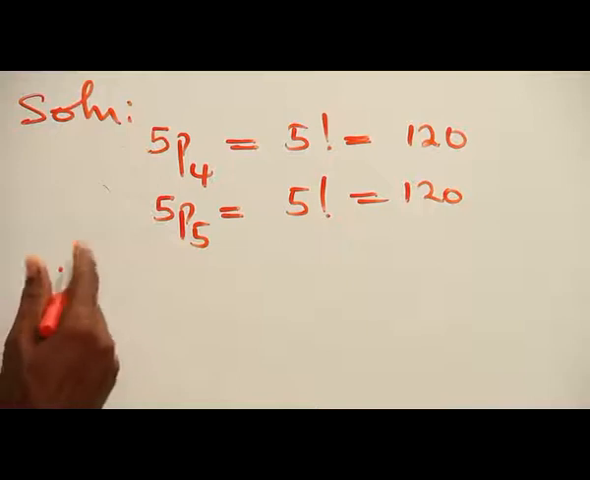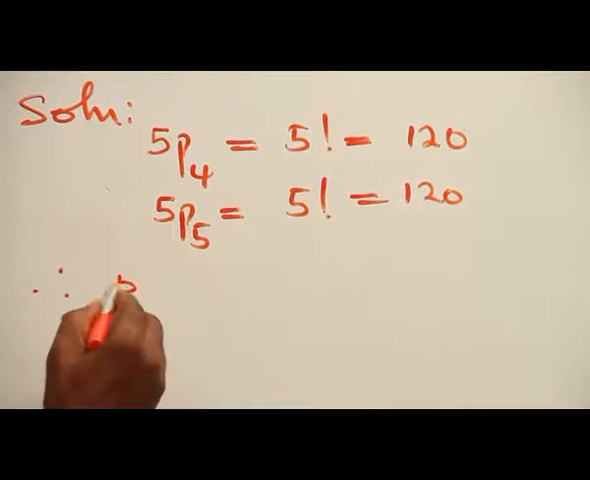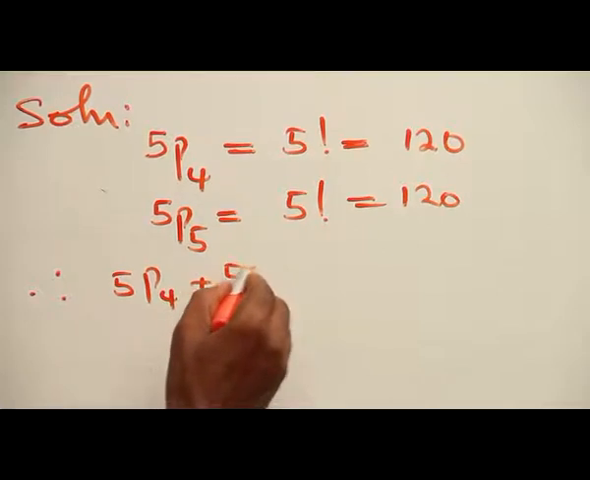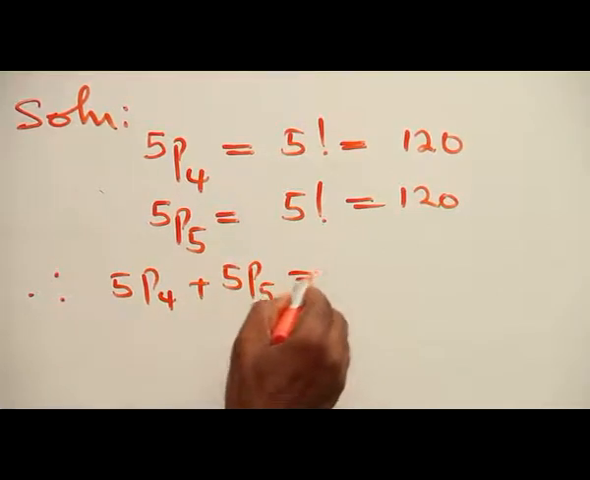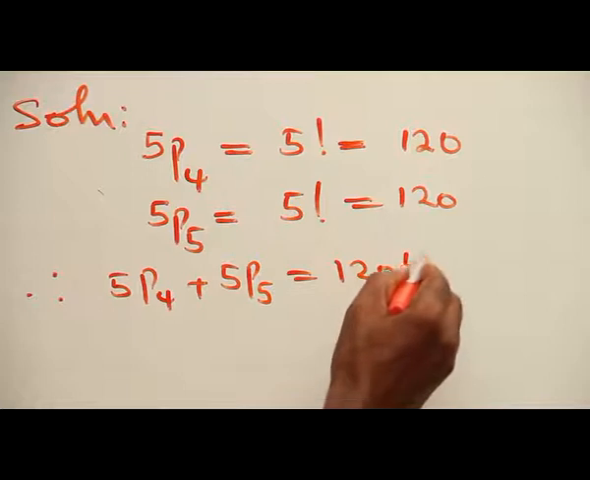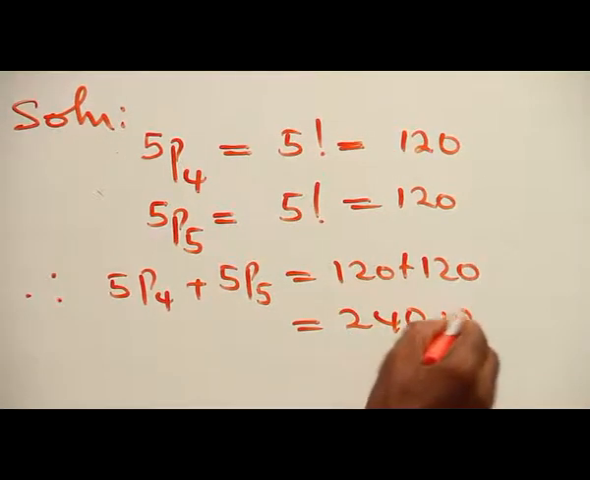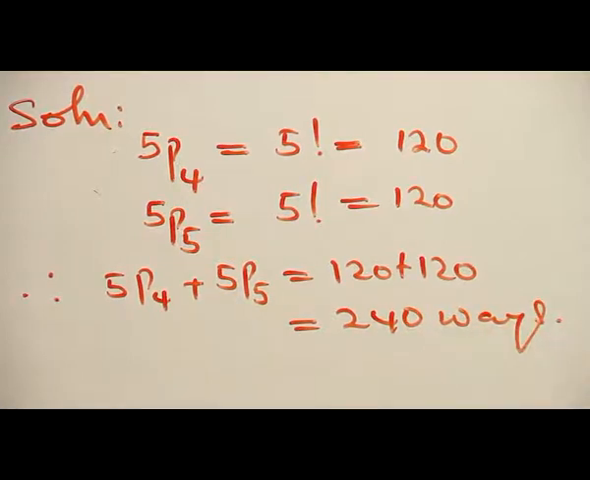Therefore, the total number is 5 permutation 4 plus 5 permutation 5. And that is 120 plus 120, which is equal to 240 ways.